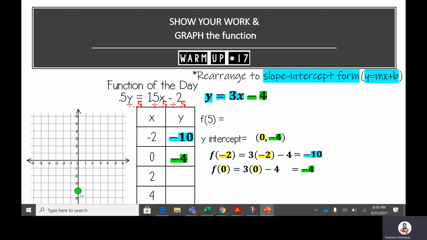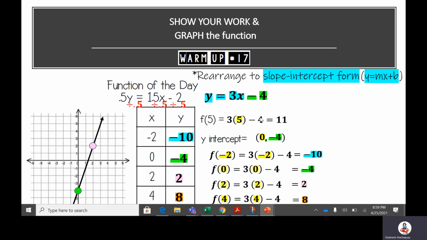And I can graph my point. Then I have f of 2, and that is going to equal 2. And I can graph that point as well. And finally, I have f of 4. And when I find f of 4, I find that it's equal to 8. And then I'm going to find f of 5. Oh, there I graphed my line because there's no more points that are going to fit on the graph. And then when I find f of 5, 3 times 5 is 15, minus 4 is equal to 11.